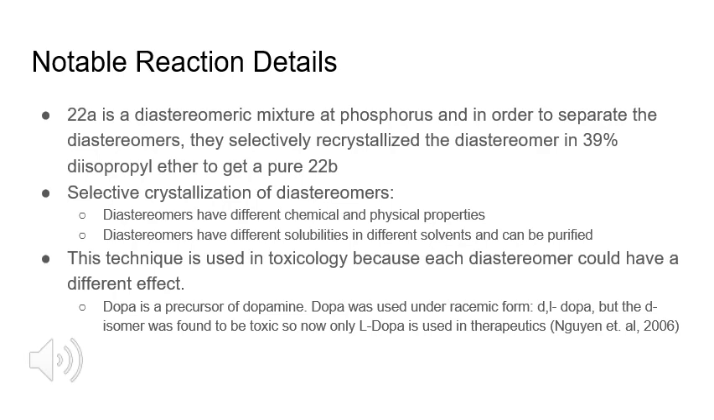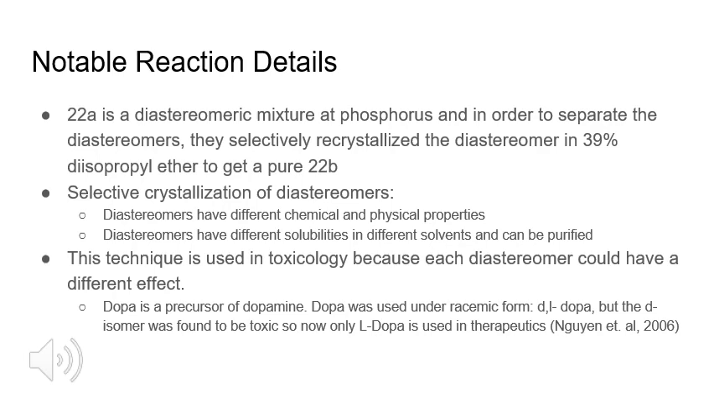The most notable detail of this reaction is that 22A is a diastereomeric mixture. This mixture needs to be purified to get a single diastereomer, 22B, as a product. For this to happen, 39% diisopropyl ether is added to the mixture to crystallize 22B. Selective crystallization of diastereomers works because diastereomers have different chemical and physical properties, unlike enantiomers. Because of this, they also have different solubilities in different solvents and can be purified.